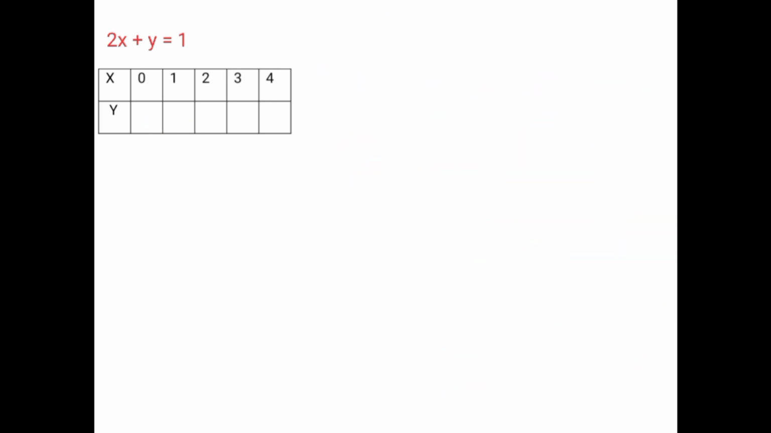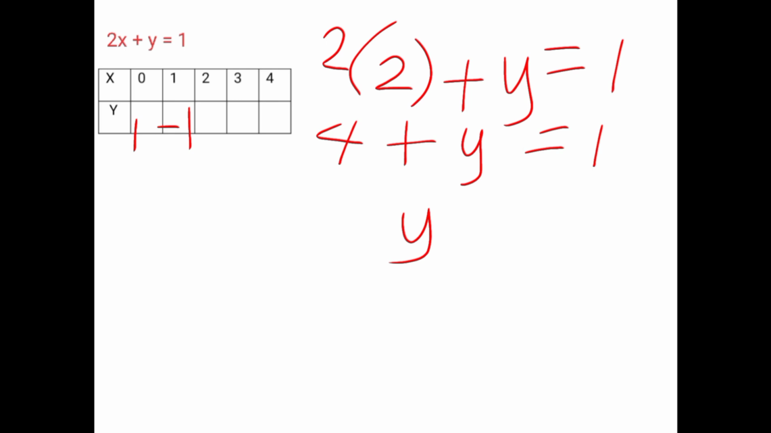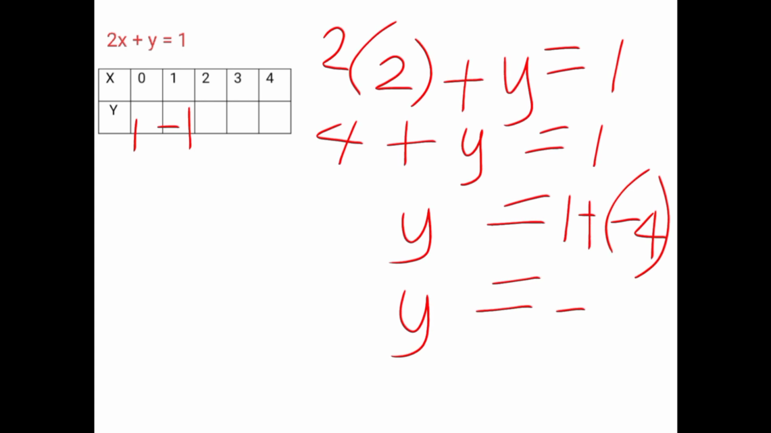Now, what if the value of x is positive 2? Same process. 2 times the value of x, which is 2, plus y equals 1. What is 2 times 2? That is 4 plus y equals 1. By the addition property, again, we add negative 4 to both sides. So 1 plus negative 4, or just simply 1 minus 4. So y is equal to negative 3.